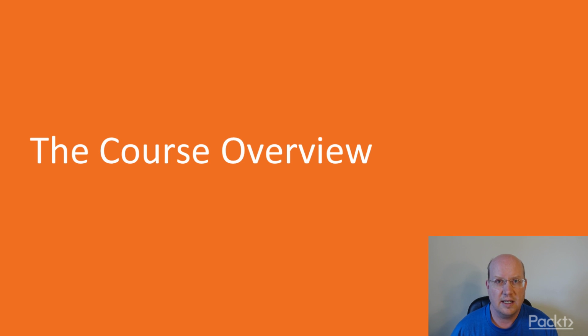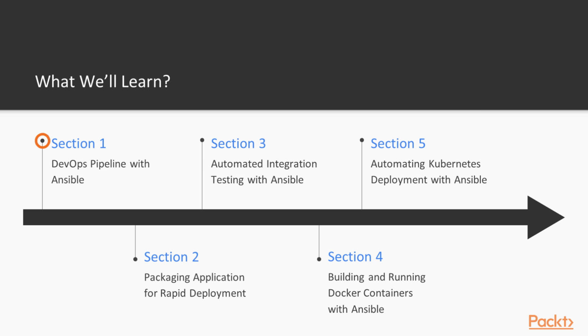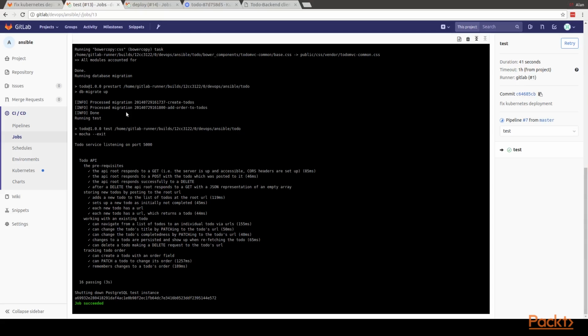This course, titled Hands-on DevOps with Ansible, includes everything you need to build your own DevOps pipeline to automatically build, test, and deploy software. And of course, to do that, we use Ansible, a deployment automation tool. This course has 5 sections. Section 1, DevOps Pipeline with Ansible. We'll walk through the entire DevOps pipeline.